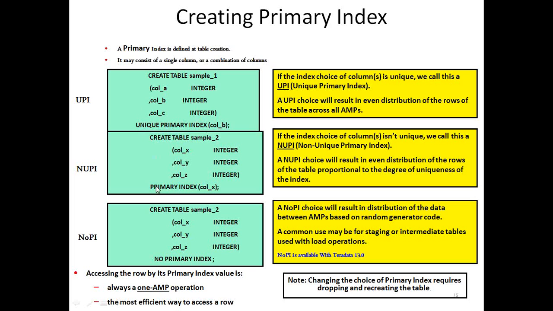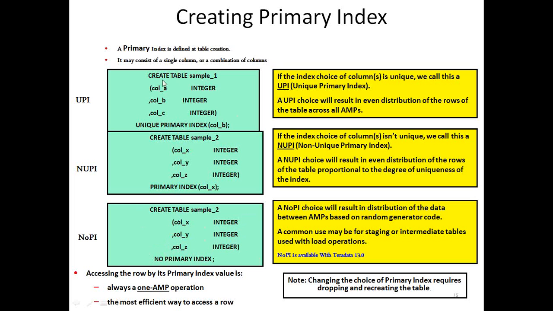Here you can see three types of indexes. One is the unique primary index, the other is the non-unique primary index, that is NUPI, and from Teradata 13 onwards there is a new mechanism where we can create a table with no primary index. Till Teradata 12 we did not have the concept of creating a table without an index. We used to say primary index is mandatory for a table in Teradata, but in Teradata 13 they came up with a new feature where you can create a table without a primary index. So what happens if I create a table without a primary index?